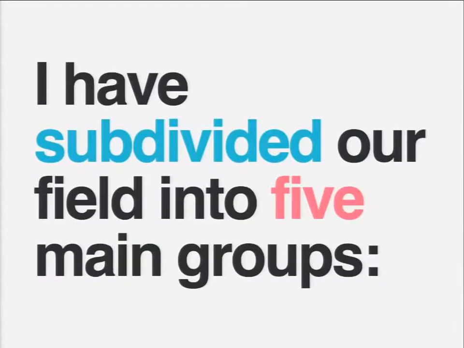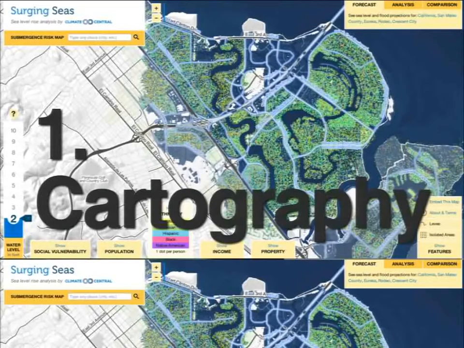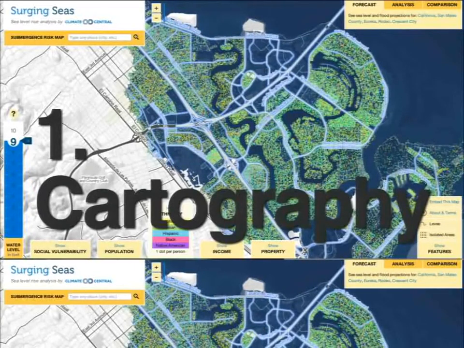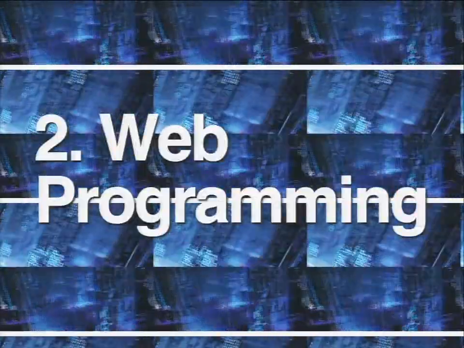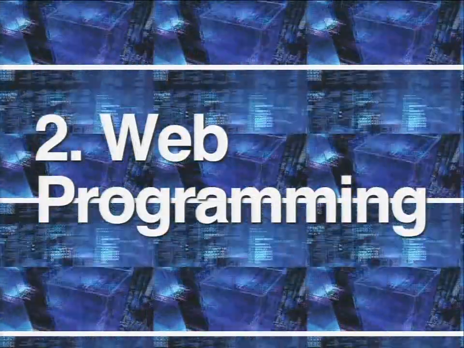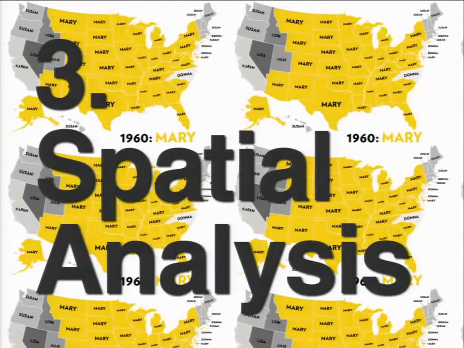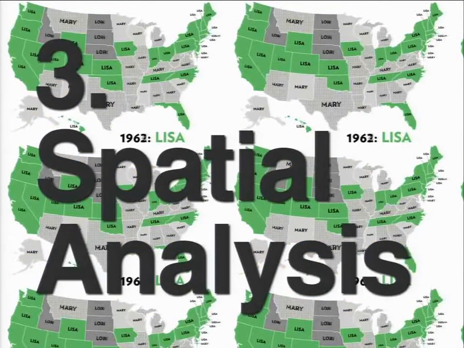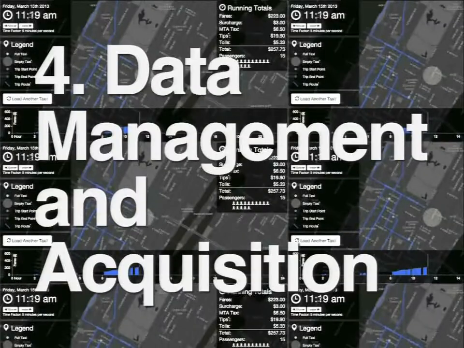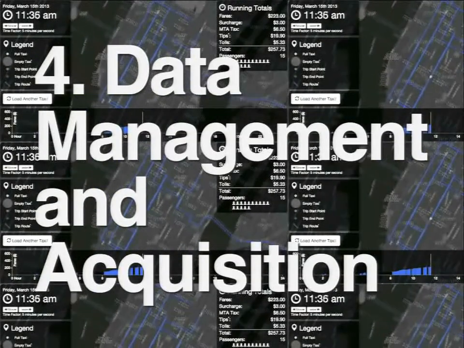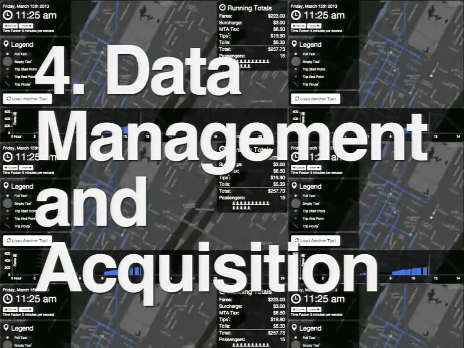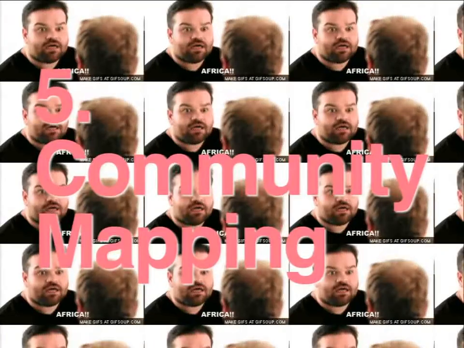So in preparing for this talk, I wanted to talk about what those on-ramps were, and it's a lot easier, rather than subdividing our field into 25 different groups, which you could easily do, to just put it into five basic buckets. The first is cartography, people who are excited about the actual design of maps. The second is web programming, people who come into the field from a programming background. Yes, that's from hackers, in case you're wondering. The third group is spatial analysis. This is typically the people who come from GIS or other sciences. Data management and acquisition. So this is databases and other such data conversion tools. And the fifth is community mapping.